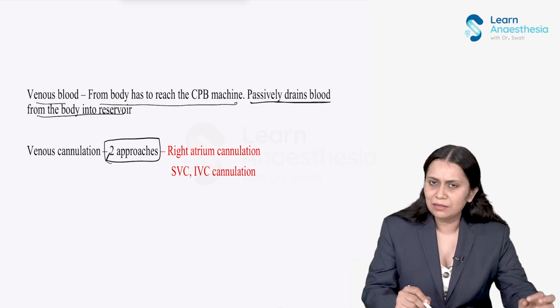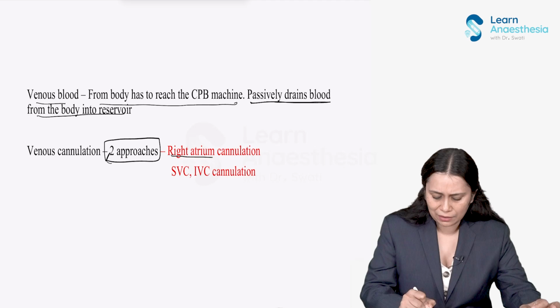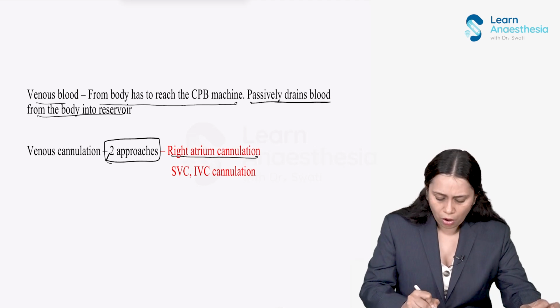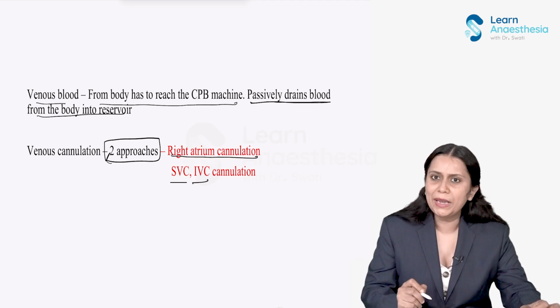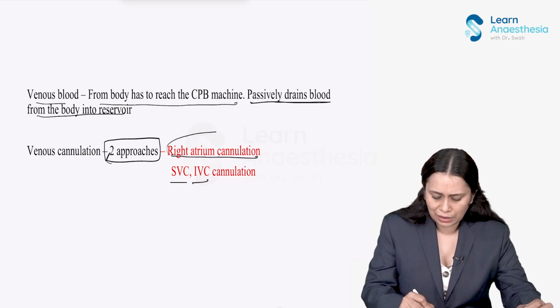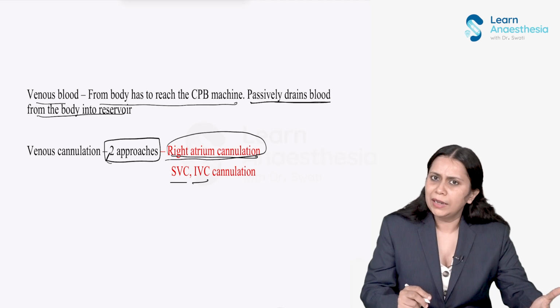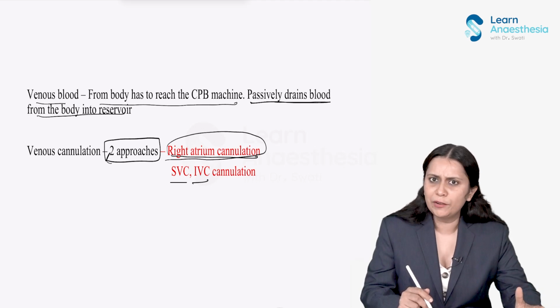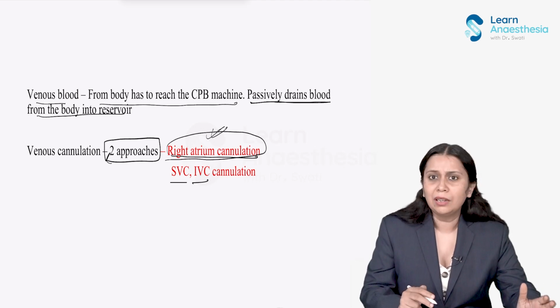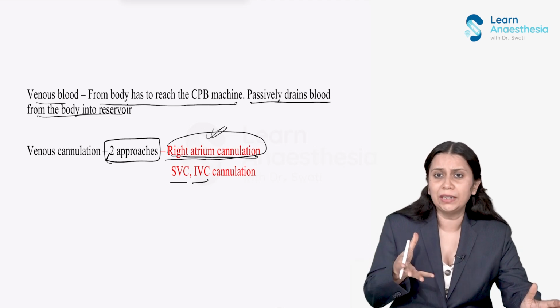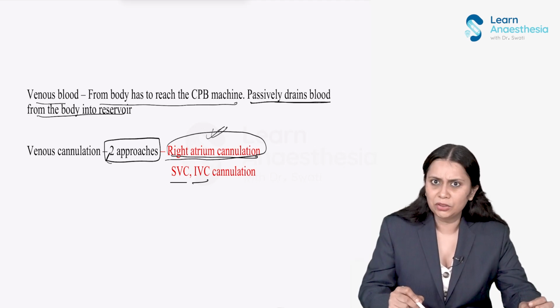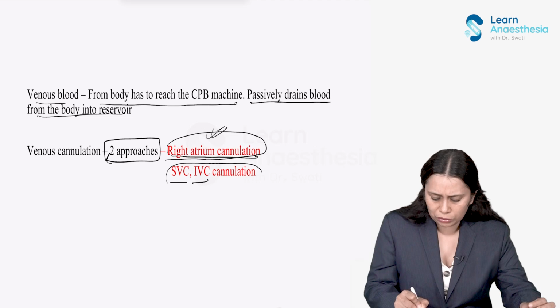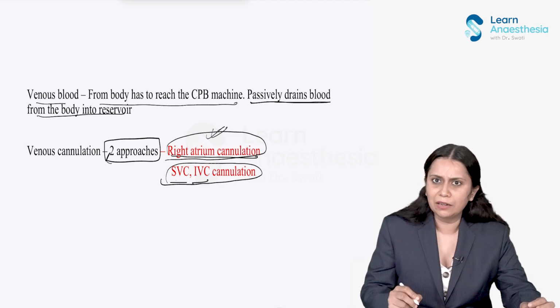Two approaches, as I said. The first approach, we put the cannula in the right atrium directly, or the second approach, in the superior vena cava and inferior vena cava; two cannulas are put. Right atrial cannulation is not done when the surgery is on the right side of the heart. Also during mitral valve replacement, right atrial cannulation is avoided because the heart is rotated and it is difficult to maintain the patency of the cannulation. So in all those cases, superior and inferior vena cava cannulation is done.